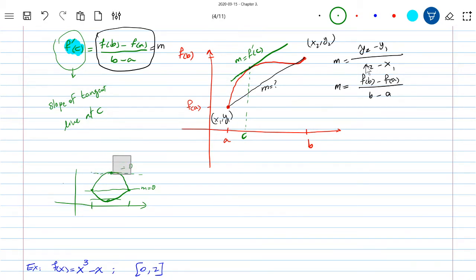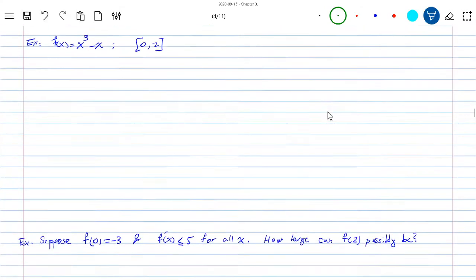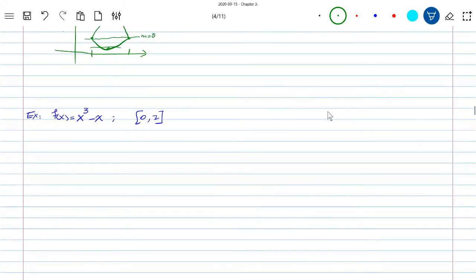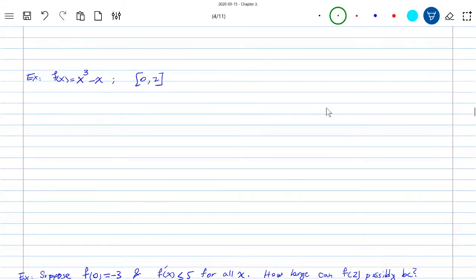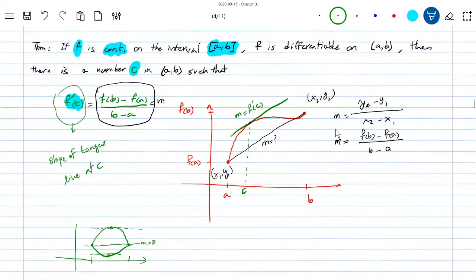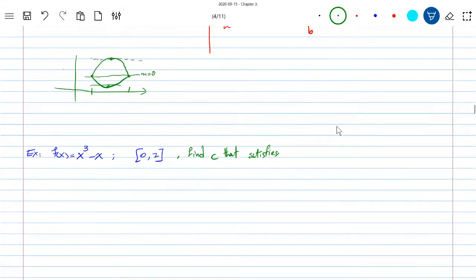At this point, we want to find out, can we figure out c for different examples? So let's try to look at these examples. I think I wrote 1 or 2 examples. Okay, so let's look at this question. Given the function f over the interval 0 to 2, we want to find c that satisfies the mean value theorem.